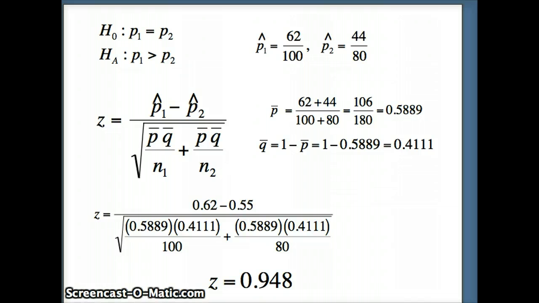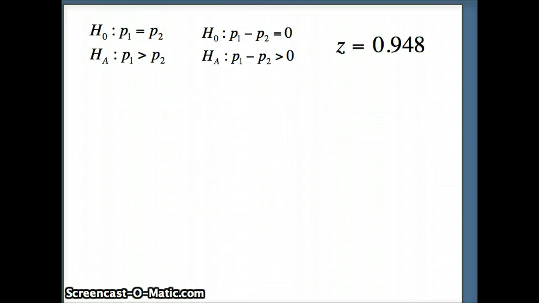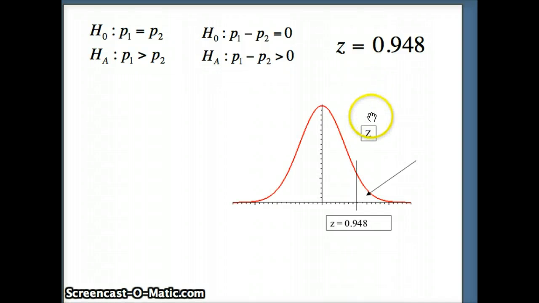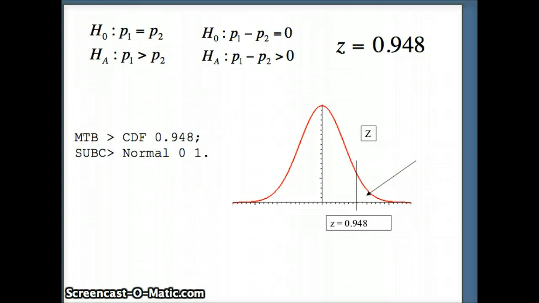That's not a very extreme Z score, so that indicates to us now what will likely happen. So continuing, there's our H0, our HA. There is our other version of H0 and HA, and we have a Z of 0.948. This greater than sign tells me I have to shade to the right. So there is my Z. 0.948 is about there. My p-value is going to be defined by this area. It is a one-tailed test to the right.